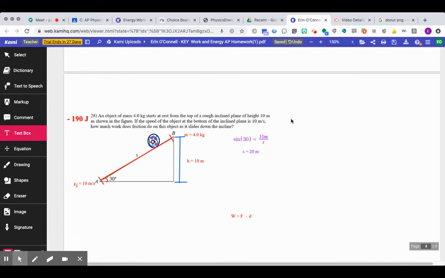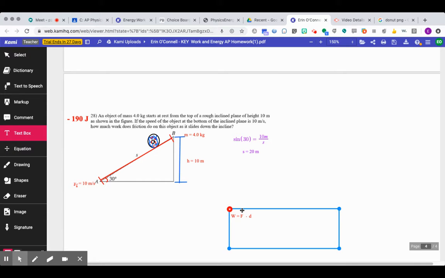Okay, so number 28. An object of mass 4 kilograms starts at rest on the top of a rough inclined plane of height 10 meters, as shown in the figure. There was no object in the figure, so I decided to put one in there. There's a donut with some blue frosting and red sprinkles. A gluten-free donut, by the way. Also, the flour's white. Anyway, okay, so if the speed of the object at the bottom of the inclined plane is 10 meters per second, how much work does friction do to this object as it slides down the incline?